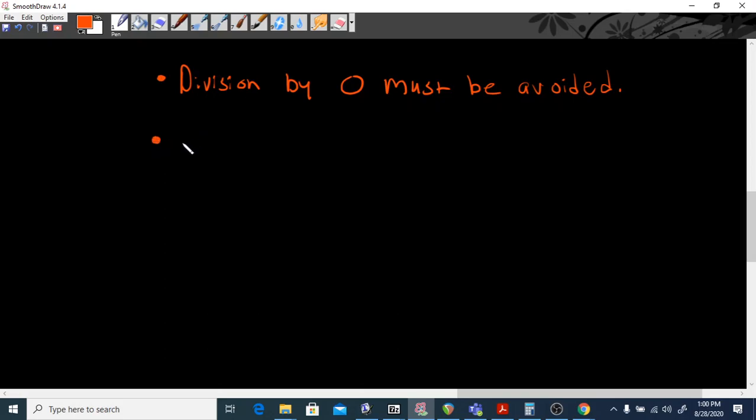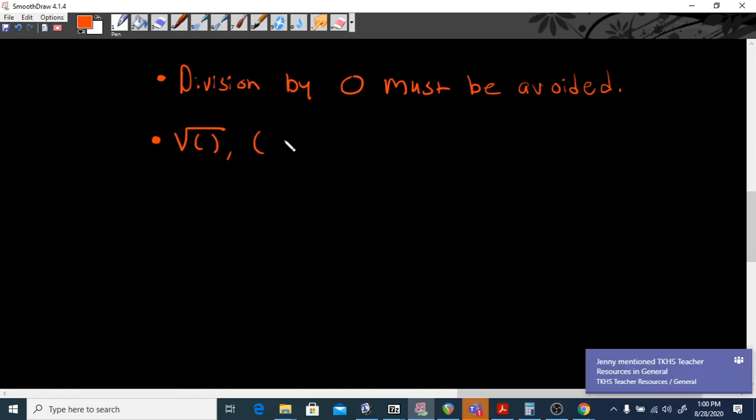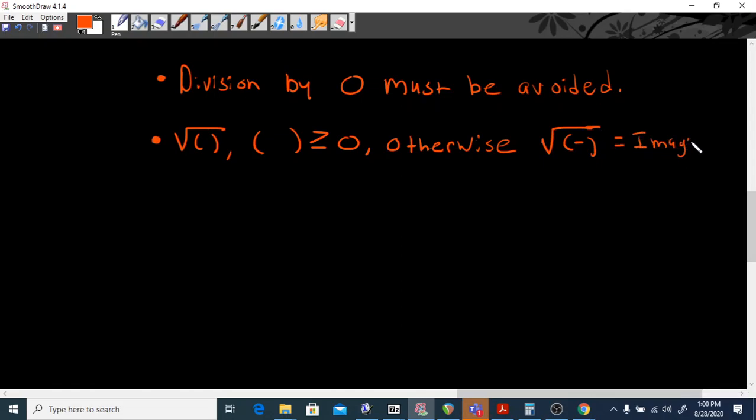And also, the square root of a number: the number inside the square root must be greater than or equal to 0. Otherwise, the square root of a negative number is imaginary, and that is not real. Imaginary is not real. So to keep things real, the number inside the square root has to be 0 or bigger than 0. And we must avoid division by zero at all costs.